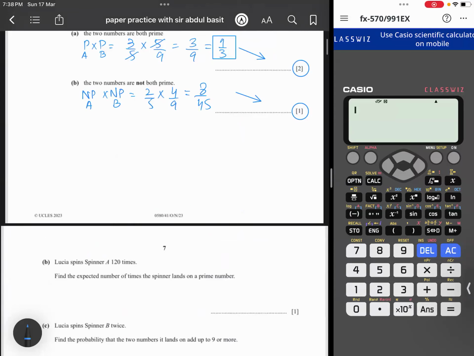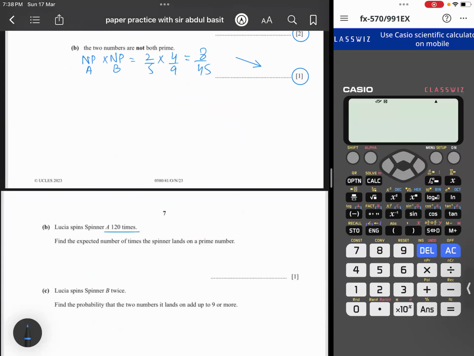Thank you. Lucia spins spinner A 120 times. Find the expected number of times the spinner lands on a prime number. Beta, the probability of prime number.